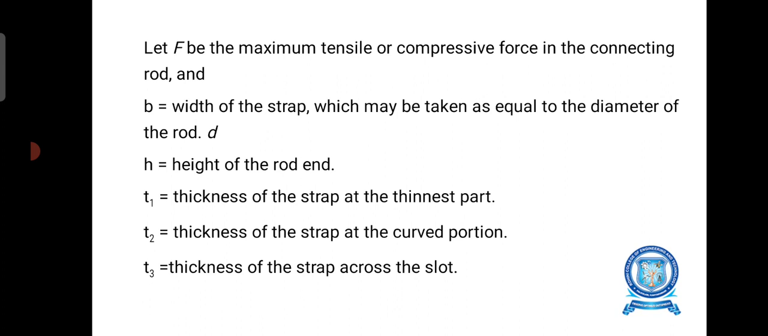Let F be the maximum tensile or compressive force in the connecting rod. B equal to width of the strap, which may be taken as equal to the diameter of the rod, small d. H equal to height of the rod end. t1 equal to thickness of the strap at the thinnest part. t2 equal to thickness of the strap at the curved portion. t3 equal to thickness of the strap across the slot.